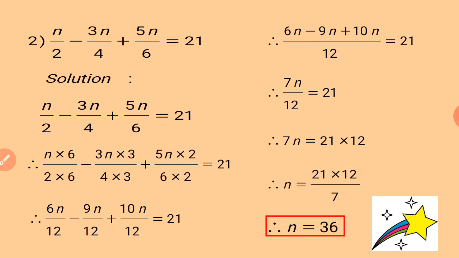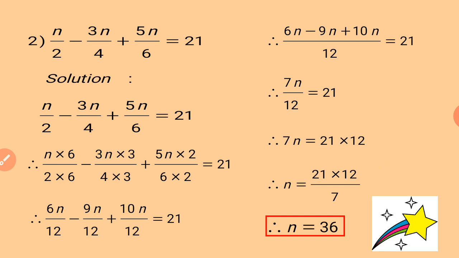The next question, n upon 2 minus 3n upon 4 plus 5n upon 6 equal to 21. Now if you study this example, you will see that all the variables are already on the left hand side and the constant is on the right hand side. So we'll proceed with the next step, that is LCM method. Now we are supposed to find out the LCM of 2, 4 and 6. The LCM is 12. How do you get the LCM orally?